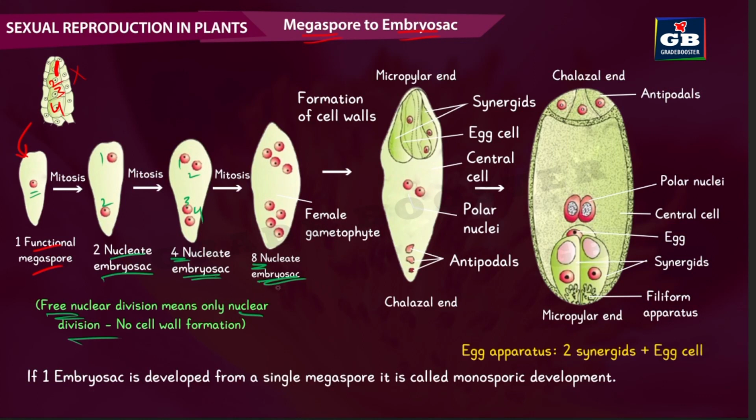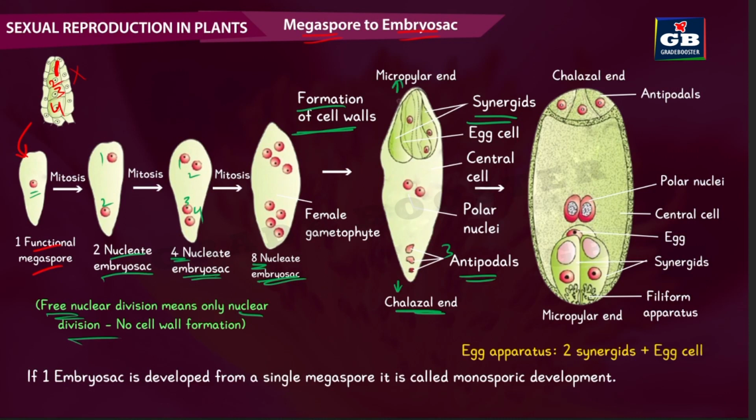So here we got an embryo sac with 8 nuclei. Now the formation of cell walls takes place. So here, out of these 8 nuclei that are formed in the embryo sac, a single cell, they get the cell walls and they form the cells. 3 of the nuclei form the antipodals. 3 antipodals. So these antipodals move towards the chalazal end. This is the chalazal end of the embryo sac and this is the micropylar end of the embryo sac.